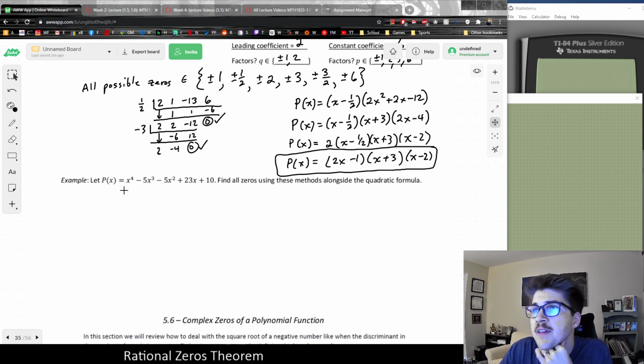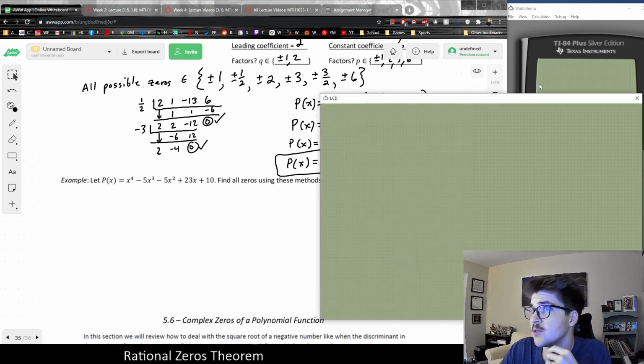So let's say we're looking at p of x is equal to this polynomial here. And again, the point of the rational zeros theorem as I see it is that when I'm looking at a polynomial, I can instantly determine what my possible rational zeros are. Because I see there is no leading coefficient, meaning there can't be fractions. And 10 is my constant coefficient, meaning it's got to be either 1, 2, 5, or 10. So there's not that many options here when it comes to rational zeros.